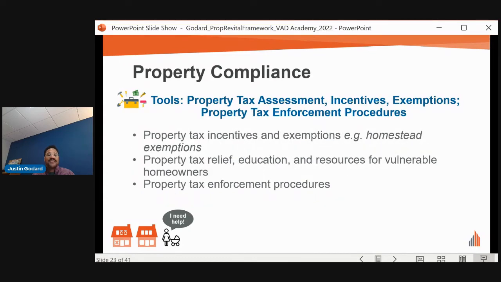Similar to code enforcement, the property tax system can also provide some carrots and sticks to enabling compliance and preventing decline. Communities can institute tax incentives and exemptions for encouraging compliance. Communities can also relieve property taxes, provide payment plans, and link community members struggling with making tax payments to other resources. Finally, for those intentionally negligent owners, communities can use property tax enforcement procedures to compel owners into compliance with their taxing obligations.